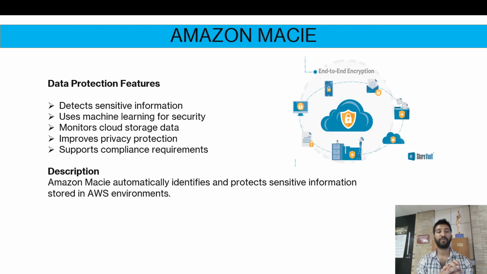So coming here, Amazon Macie. You can see end-to-end encryption here, and data protection features. I just added all the flowchart like that. It detects sensitive information, uses machine learning for security, monitors cloud storage data, improves privacy protection and supports compliance requirements. Description: Amazon Macie automatically identifies and protects sensitive information stored in the AWS environment.